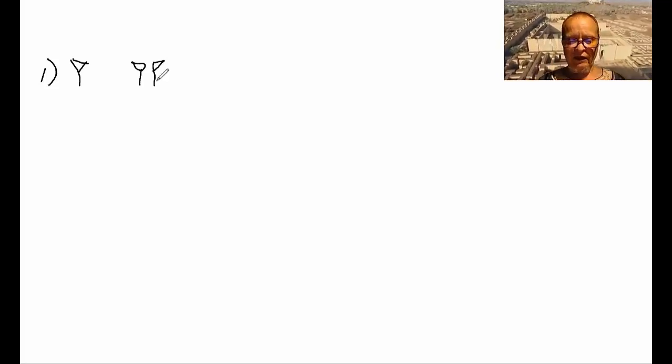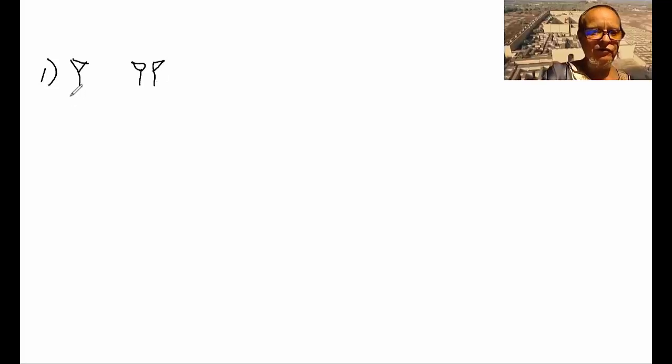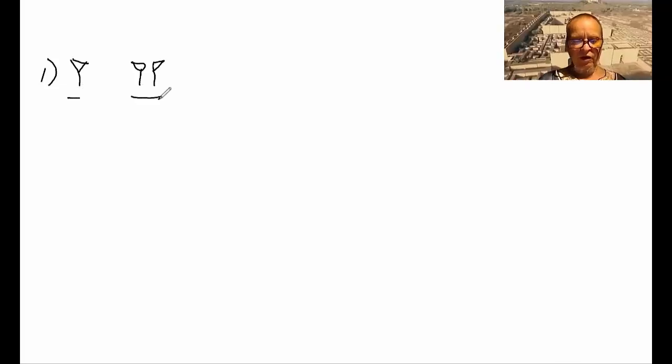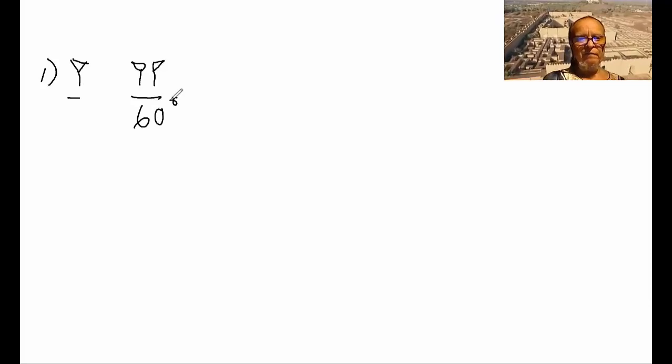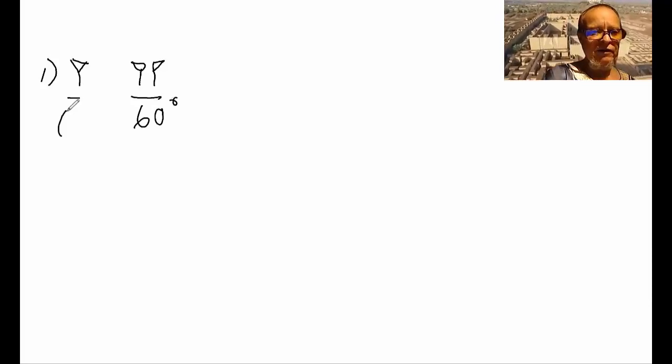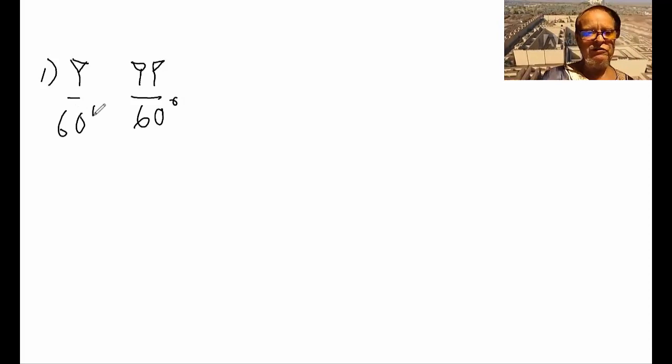Now the space between the sets of symbols indicates a separate place value. So this is one place value and this is another place value from the other symbols. And this place value is 60 to the 0 power, and this place value is 60 to the first power.